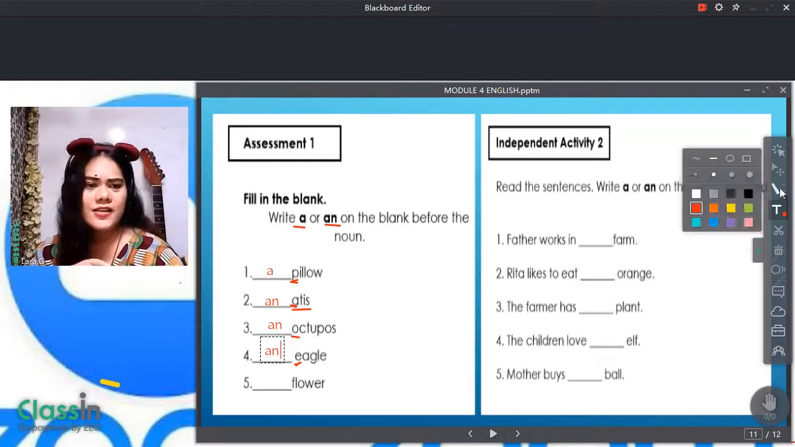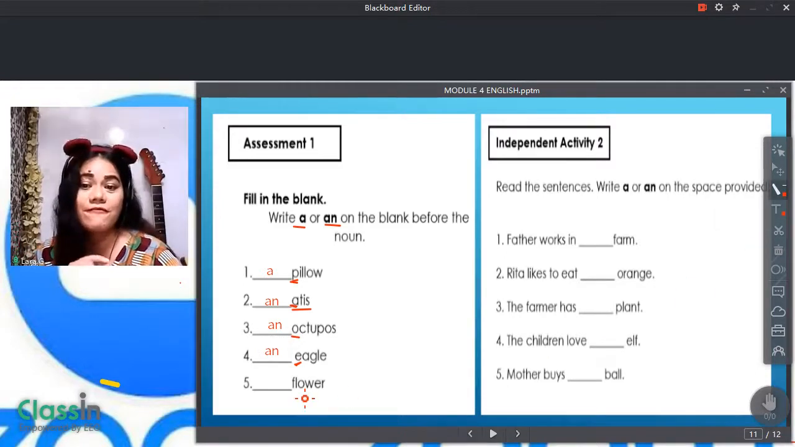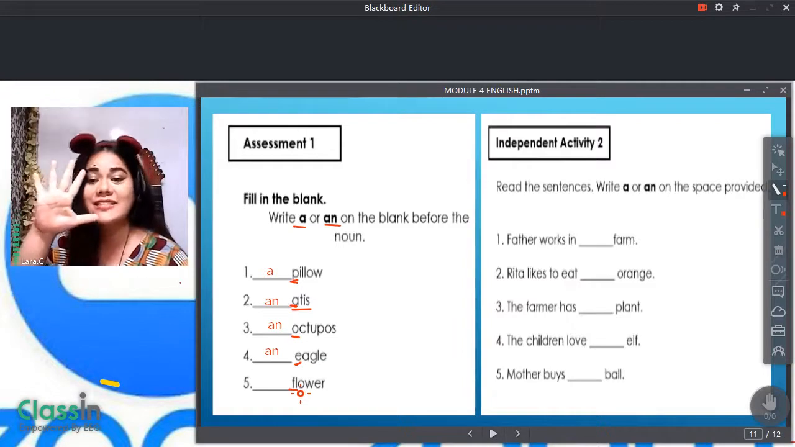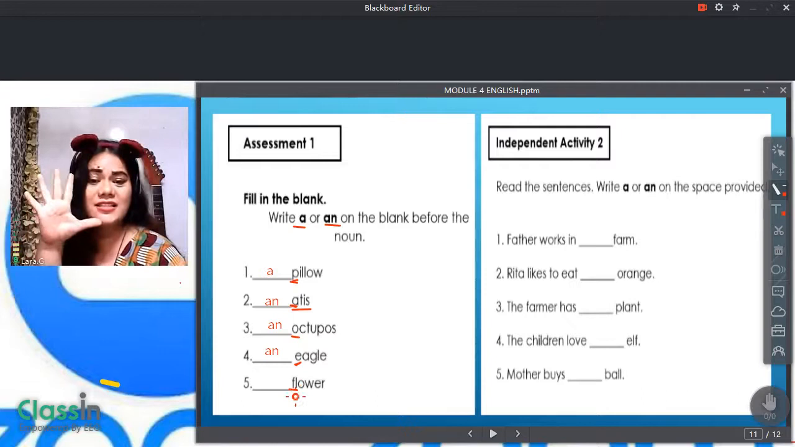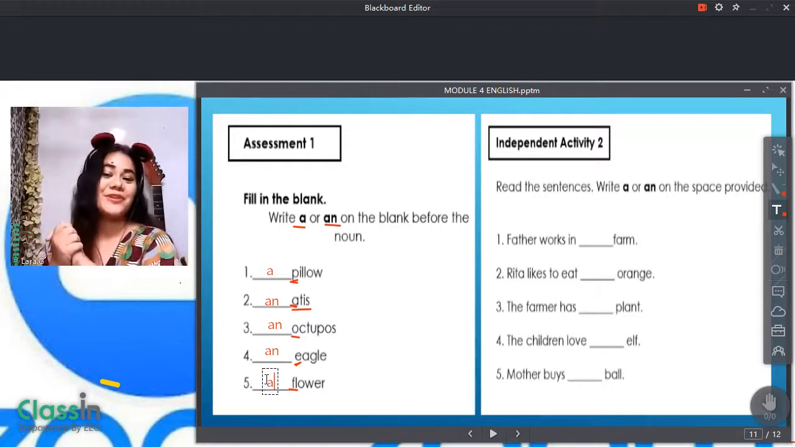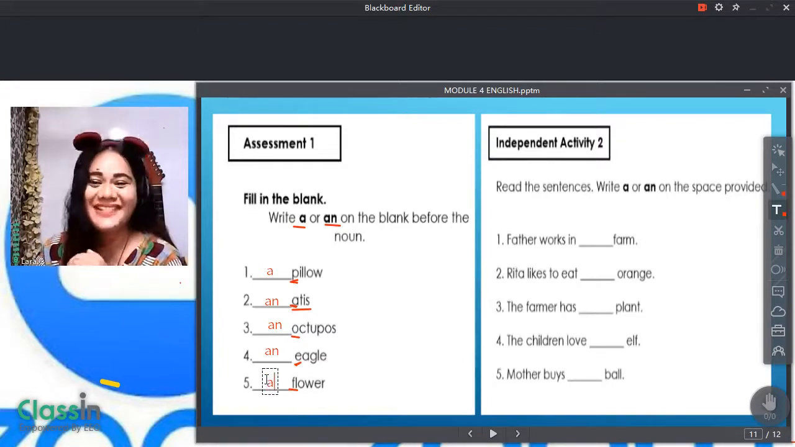Flower. The initial sound of the word flower is F, and it is a consonant because the vowels are only five, and these are A, E, I, O, U. And this is not A, E, I, O, U. This is F. So this is a consonant, and since it is a consonant, then we are going to use a flower. Easy, right?